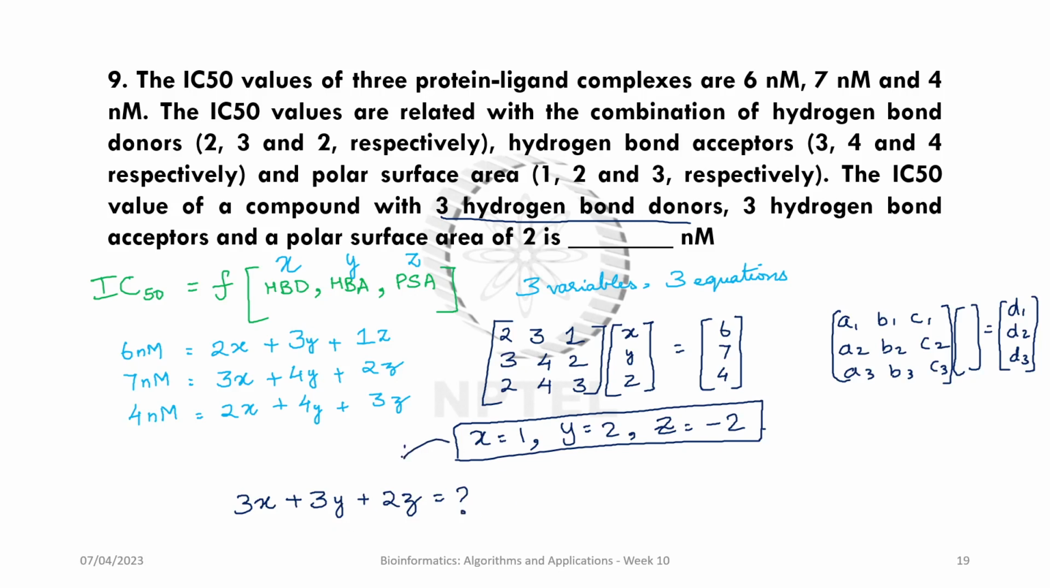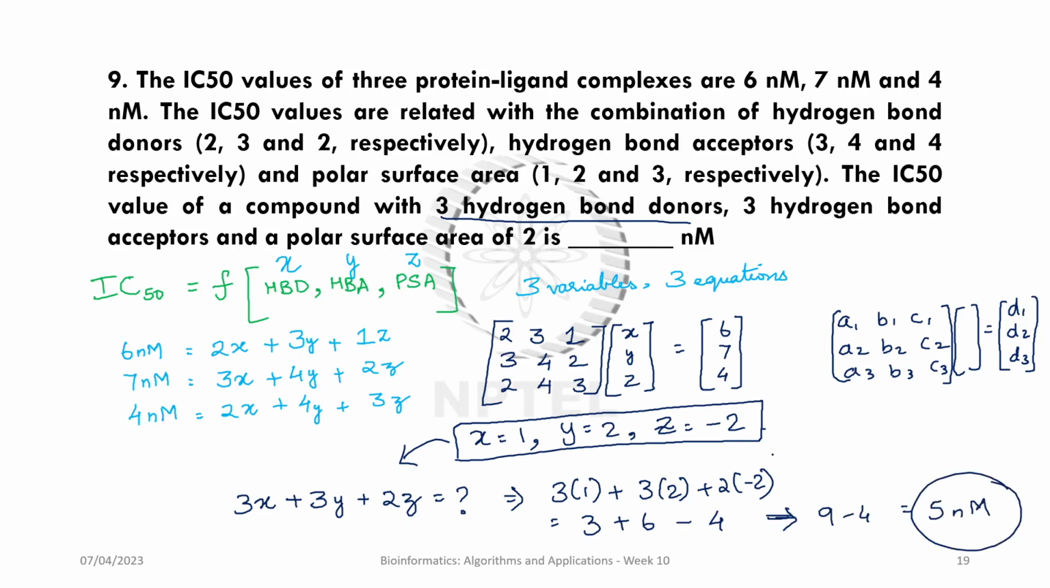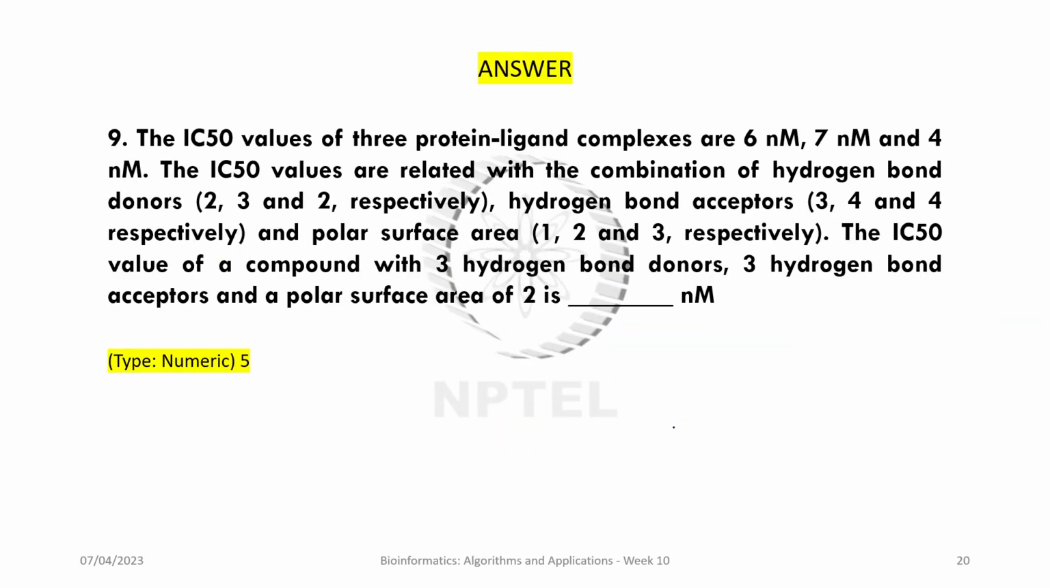Now that we know the answers to x, y, and z, we can substitute and find the answer, right? So 3 into 1 plus 3 into 2 plus 2 into minus 2. That is 3 plus 6 minus 4. We'll check the answer. So that's right. We have 5 nanomolar as the answer.